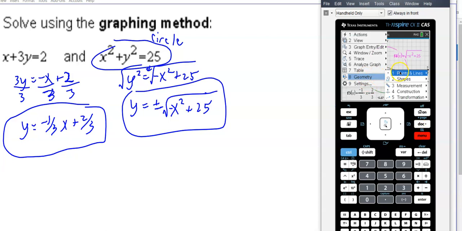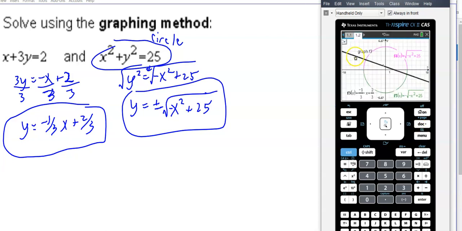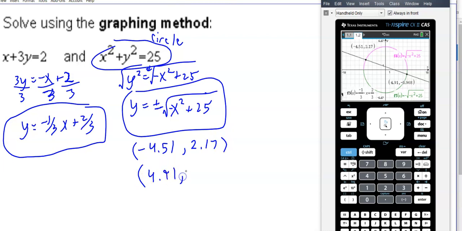So menu, geometry, points and lines, intersection point. Click the black and the pink. I found that answer. Click the green and the black. I found that answer. So I actually have two ordered pairs. One of them is that one, and one of them is this one. I would write down both of those ordered pairs. The nice thing is I want my answers in terms of an ordered pair, so they're already in the right form. And this one is (4.91, -0.968).